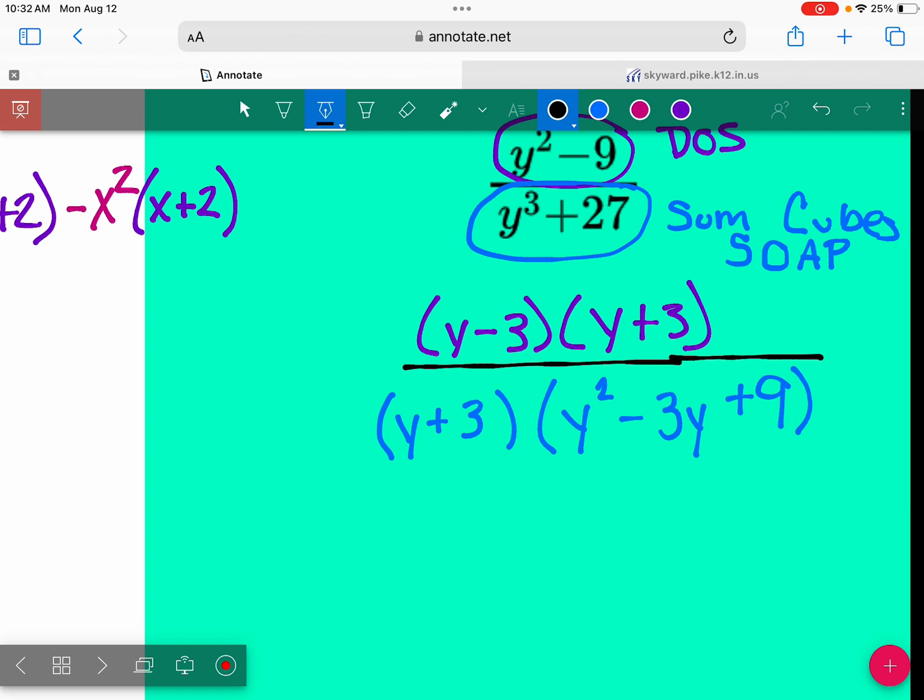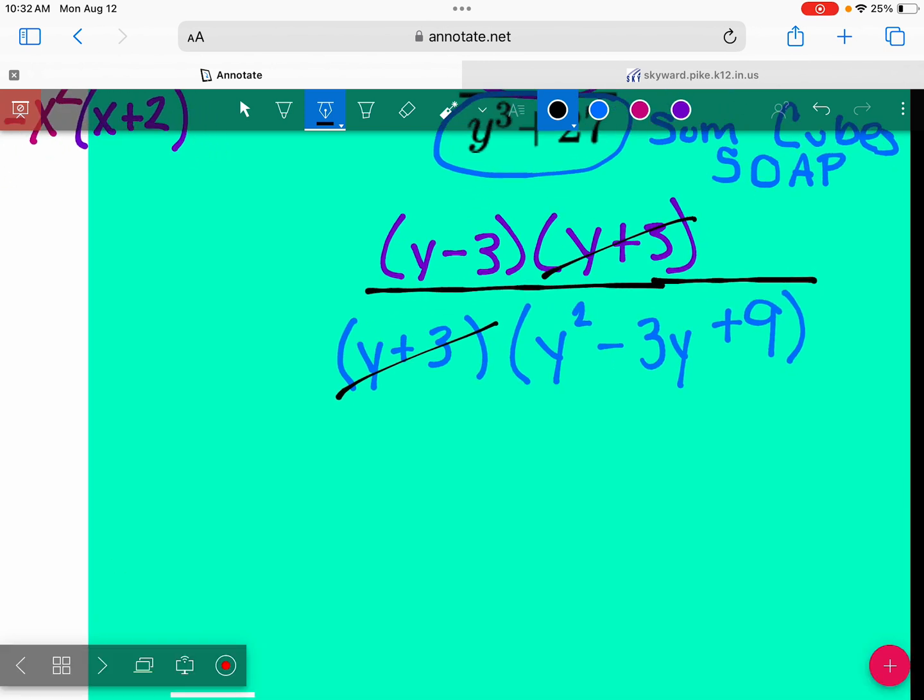So what do we notice here, going back to our original problem? You can cancel out the y plus 3. The y plus 3's cancel out. So we're left with our simplified version of y minus 3 over y squared minus 3y plus 9.